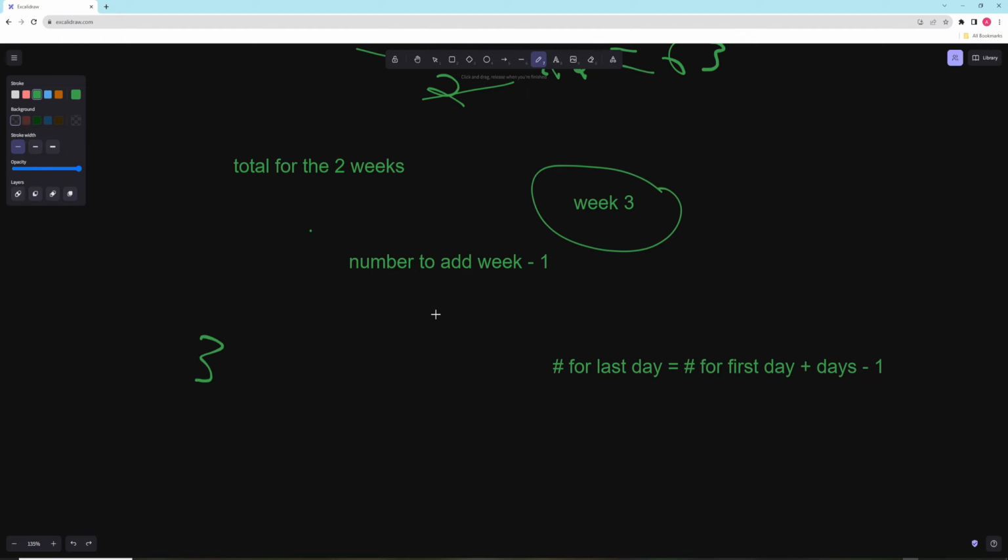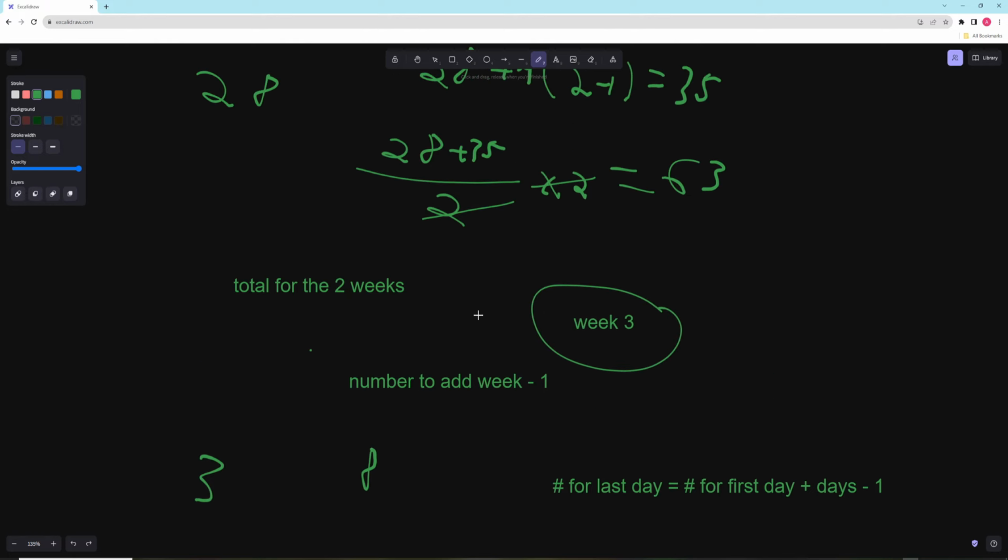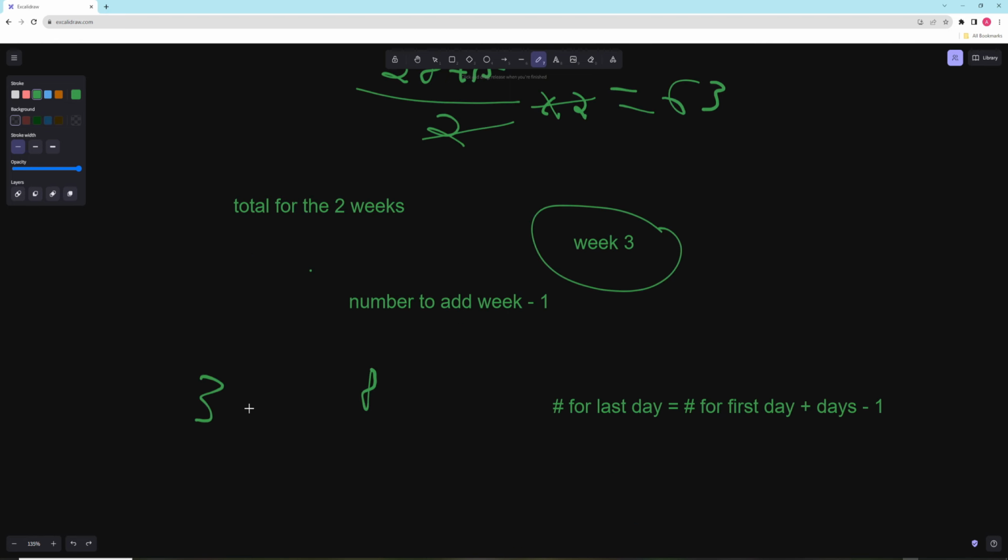So the number of days here is 6. So the number for the last day would be 8. That's just a basic thing: if your array increases by 1, what's the index 6 indices ahead and so on, right? It's going to be whatever the first one was plus the length minus 1. And so now that we have the first and last day, we can do this range again, right? Where we can take the average and then we can just multiply by the length.